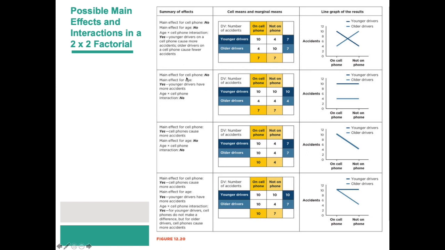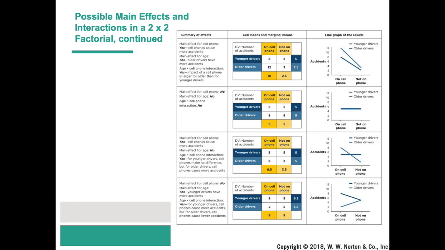This one suggests that there's a main effect for age. There's a difference across ages here, but there's no difference across cell phone. This one's the opposite. There is a main effect for cell phones, but no main effect for age, and no interaction for either of these because the lines are parallel. And this one, there's a main effect for cell phone, a main effect for age, and an interaction. So if you're confused, you can come back to this chart and look at all these if there's a question on inquisitive. These are all possible situations in a 2x2 factorial.